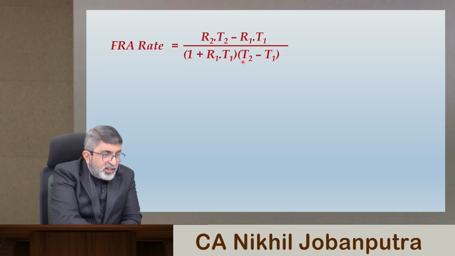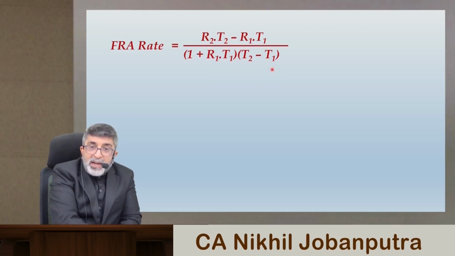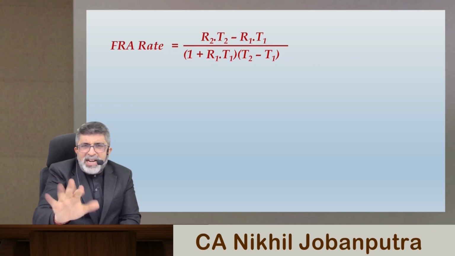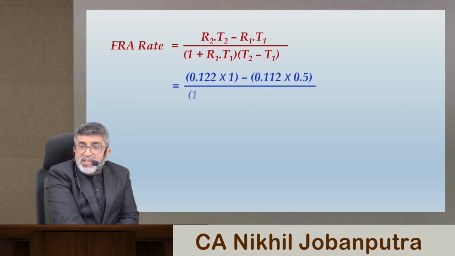Don't consider this as 12 minus 6. It's basically 12 by 12 minus 6 by 12. So 12 by 12 is 1. 6 by 12 is 0.5. So when you take T2 minus T1, it will be 1 minus 0.5. Just that precaution you take and you will be getting the computation directly.